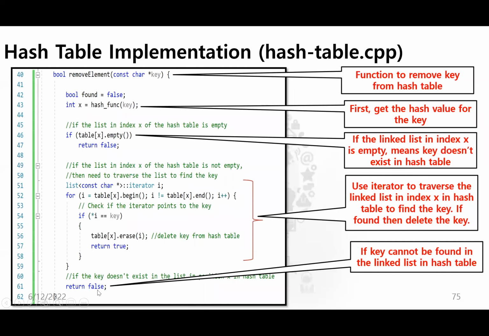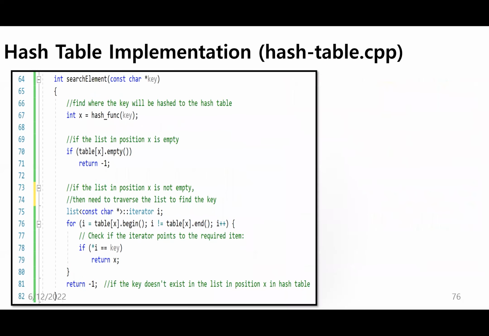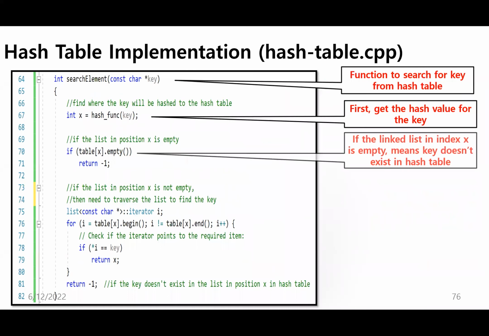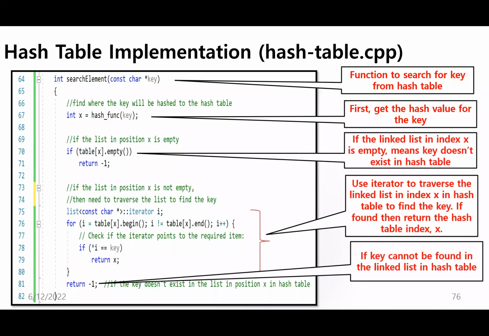Okay, this is remove. To search for an element, a particular name, in your hash table is quite similar to remove. You also have to send the key to the hash function to get the index, then check if the linked list at this index is empty. Here I return -1, because when I search for an element, I want to know if this key exists, and in which index. So I return an integer, which is the index.